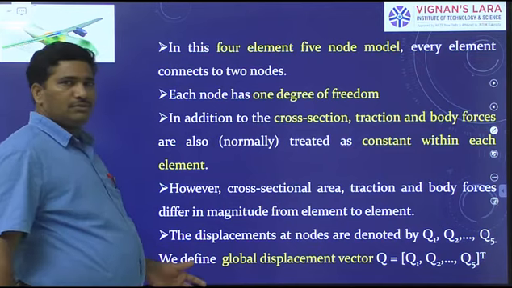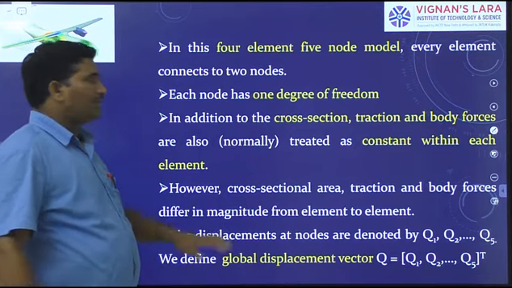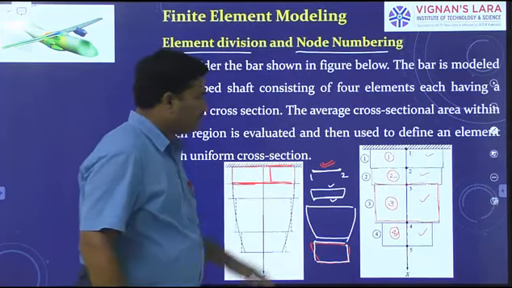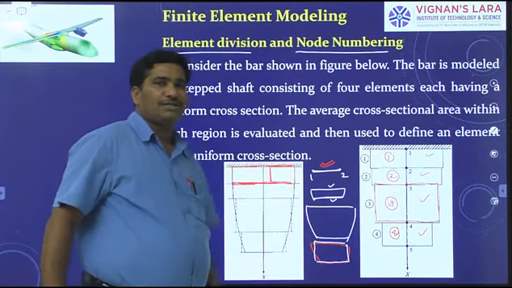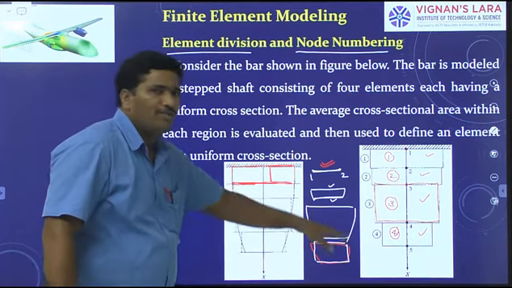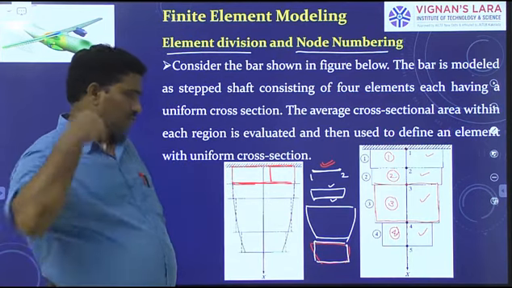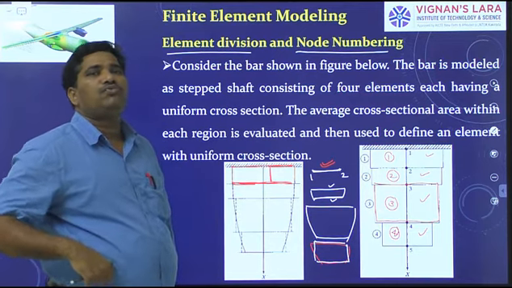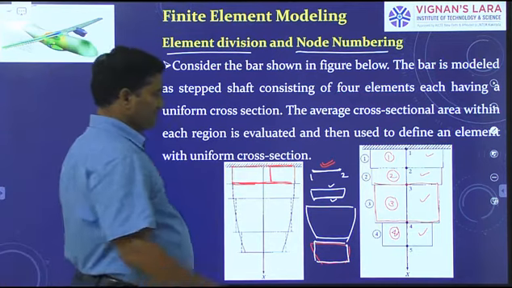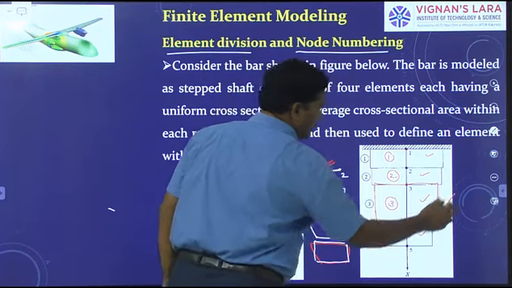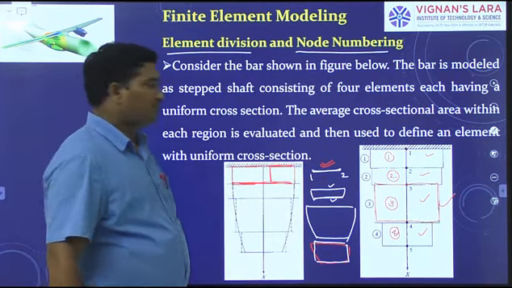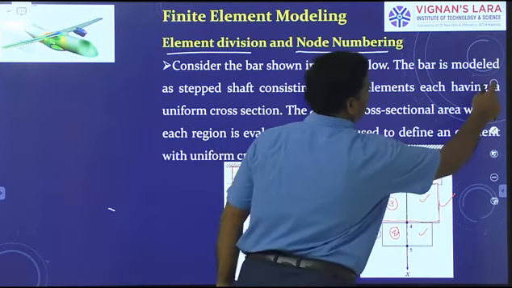We have the finite element model. Here, how many elements are there? 4 elements. And how many nodes are there? 5 nodes. Therefore, it is a 5-node, 4-element model. Okay, right.